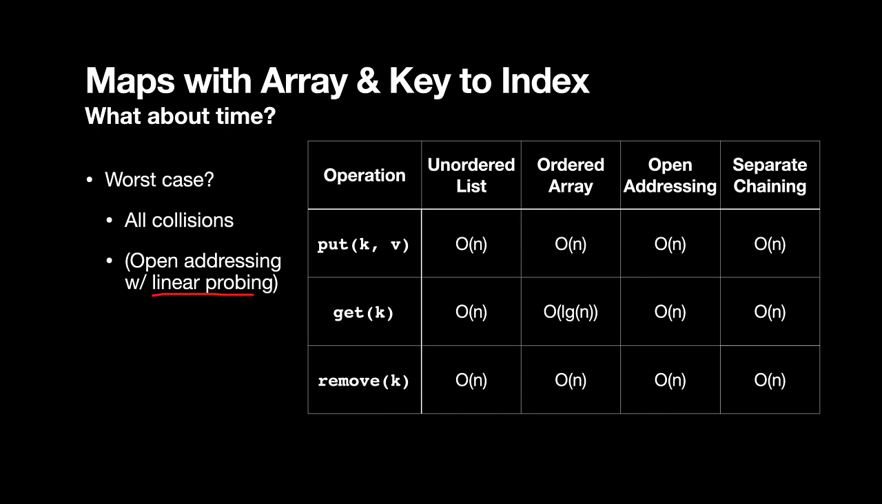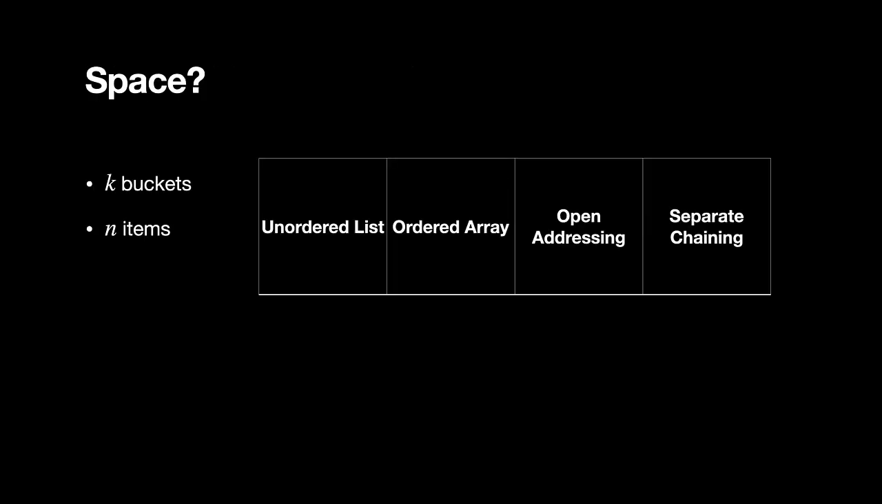Okay, so let's also talk about space utilization. So we're still going to use n to represent the concept of the number of items that we're storing, but now we'll introduce a new variable k that represents the number of buckets or the number of array indices. So thinking back to our unordered list, it doesn't use an array whatsoever, so it will just store all of the data that we put into the list. So if we add n items, it'll have a total of n units of space being used.